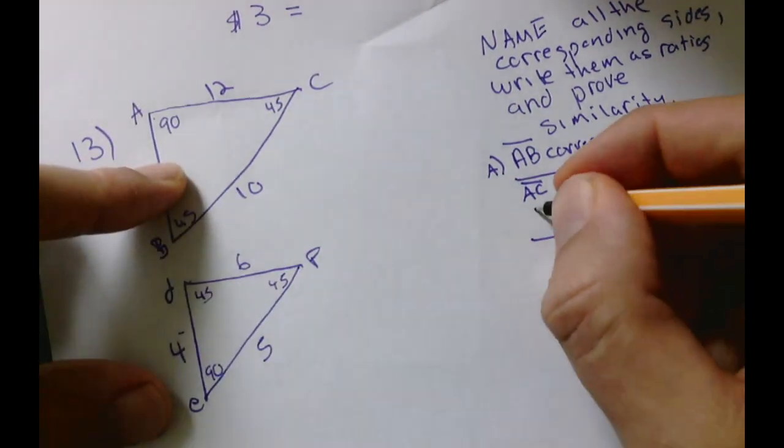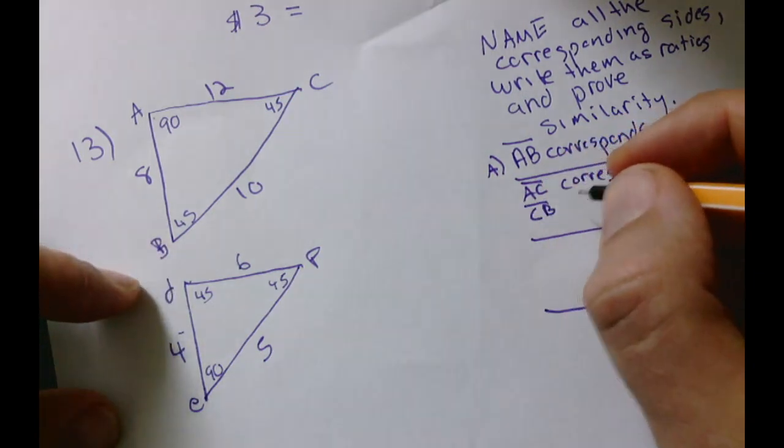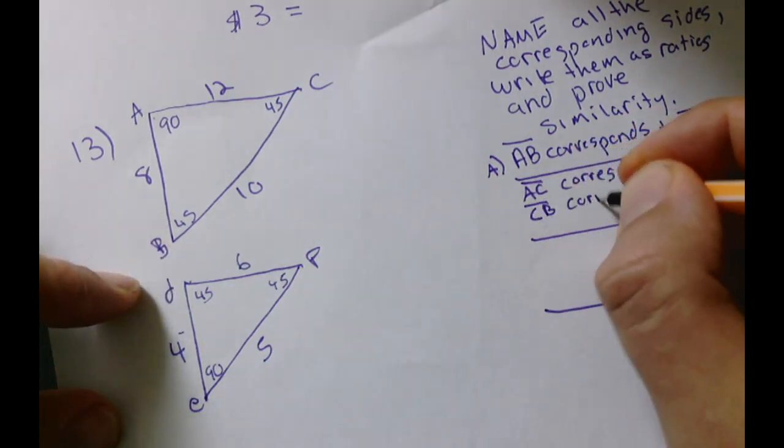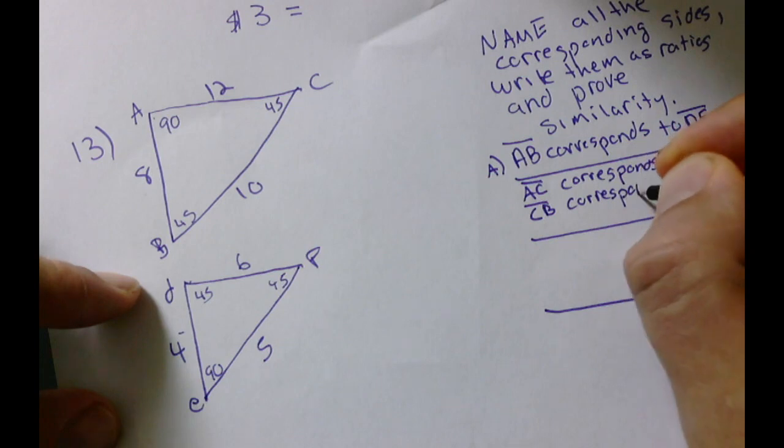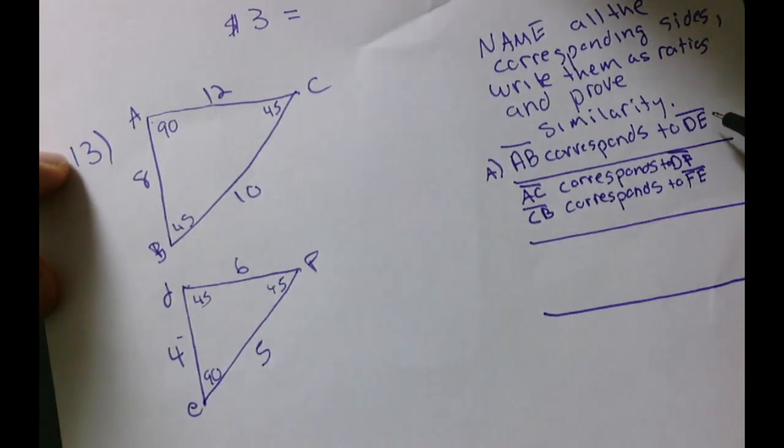We have CB corresponds to FE. Okay, so there we go. We have all of our corresponding sides.